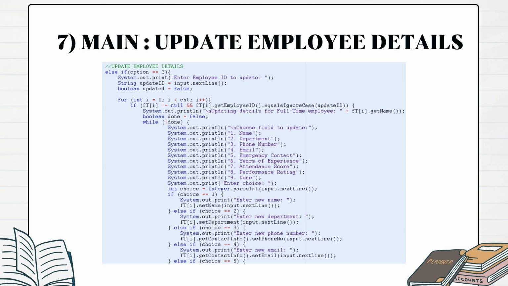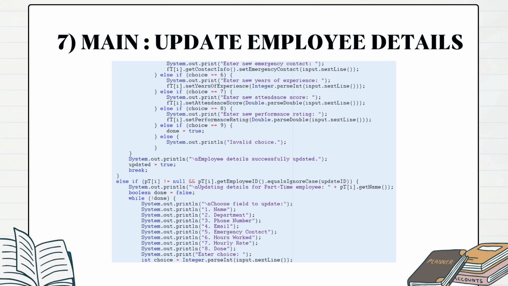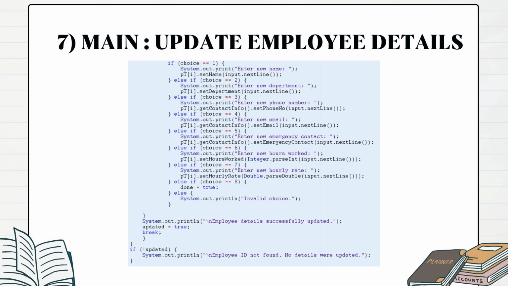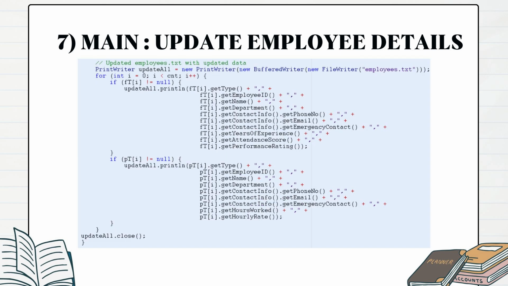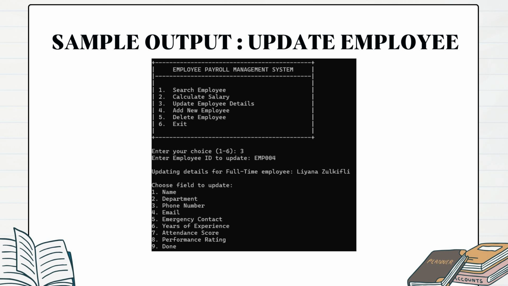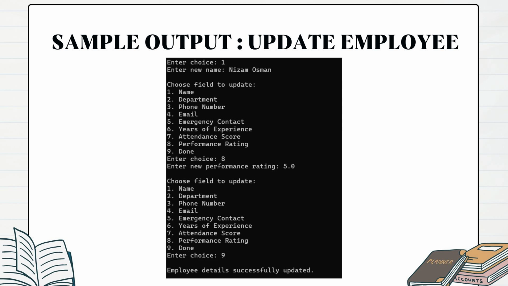Next, we also have update employee details. This is the code segment. The user can choose the field to update, such as the name, department, phone number, email, and others. So they don't need to update the full details, which is much easier for the user. This is the coding segment, and this is the sample output. It will also update the employee text file, and also the part-time and full-time text files. Next, my friend Nazmi will explain more about other tasks that the system can do.